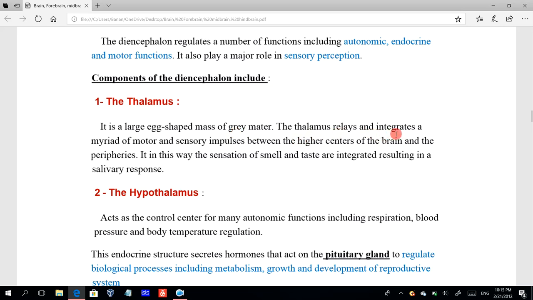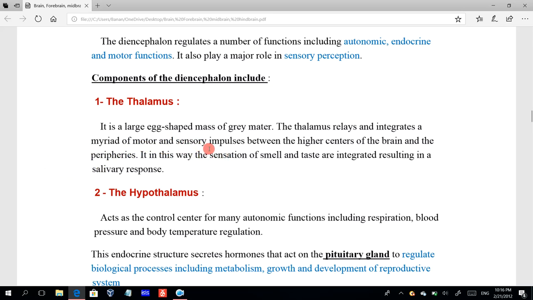The thalamus relays and integrates, meaning it receives as a station and integrates a myriad of motor and sensory impulses between the higher centers of the brain and cerebral cortex and the peripheries, all the other structures in the periphery. So the thalamus is like a station. Sensory impulses are transmitted through the thalamus to the higher centers, the cerebral cortex of the brain. Of course, the sensory will ascend to the higher centers and the motor will descend from the cortex to the thalamus and to the periphery.